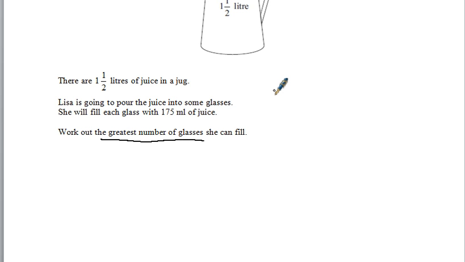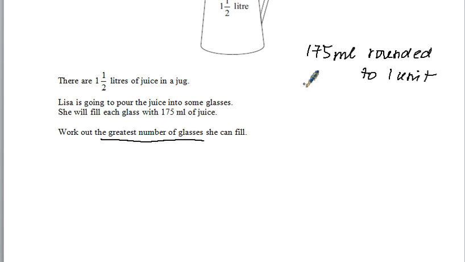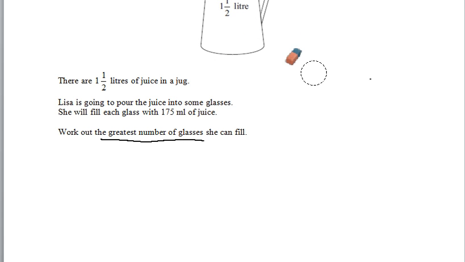An exact number could be, say, if it would be 175 milliliters rounded to 1 unit, then in reality, it's not exactly right. So there might be the smallest possible value and the greatest possible value. But this question has nothing to do with rounding. So let's just move on, okay?